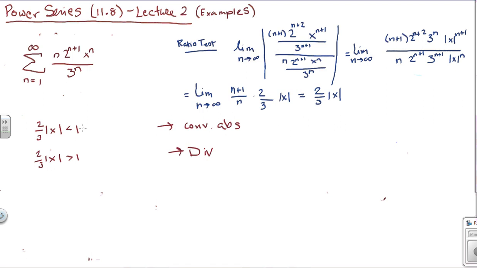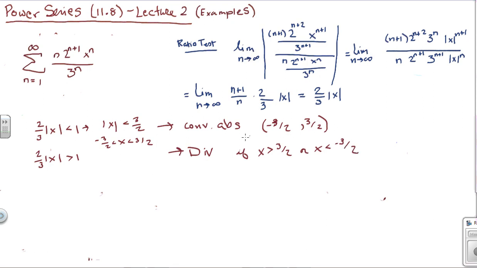So let's just rewrite what these points are. This is the same as absolute value x less than 3/2, or the same as negative 3/2 less than x less than 3/2. So it converges absolutely on the open interval from negative 3/2 to 3/2. It diverges if x is bigger than 3/2 or x is less than negative 3/2, right? So the only issue now is we don't know what's happening at those endpoints.